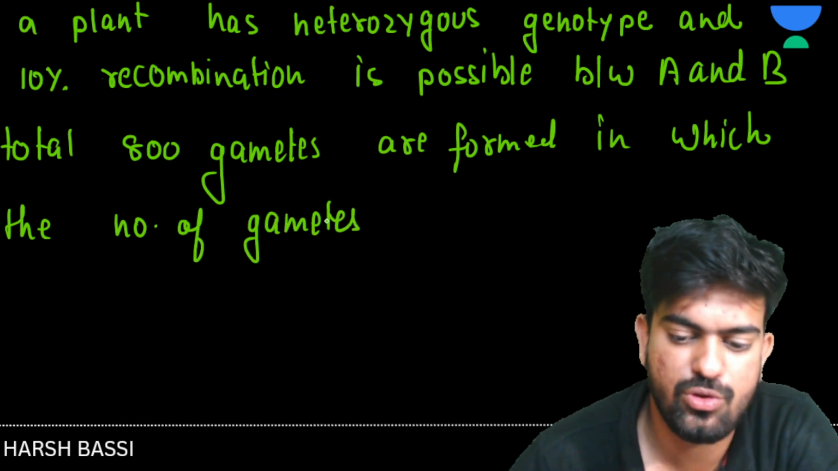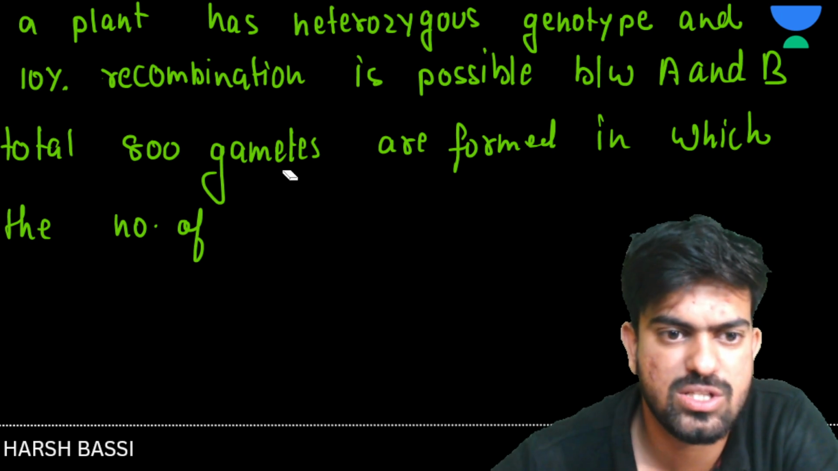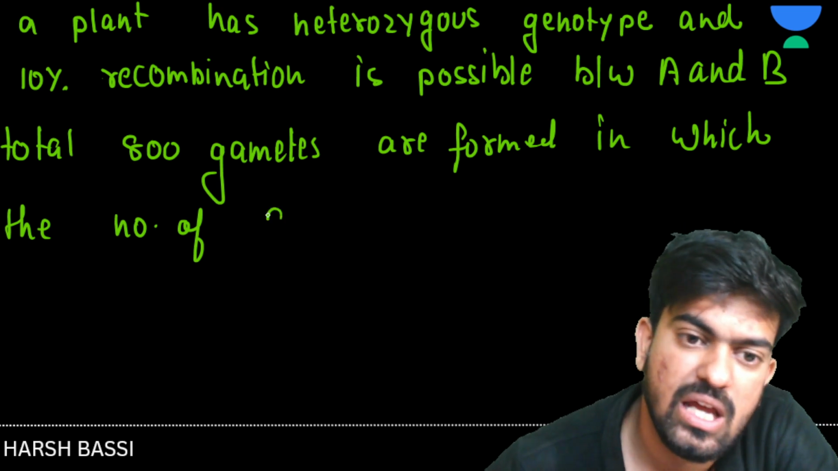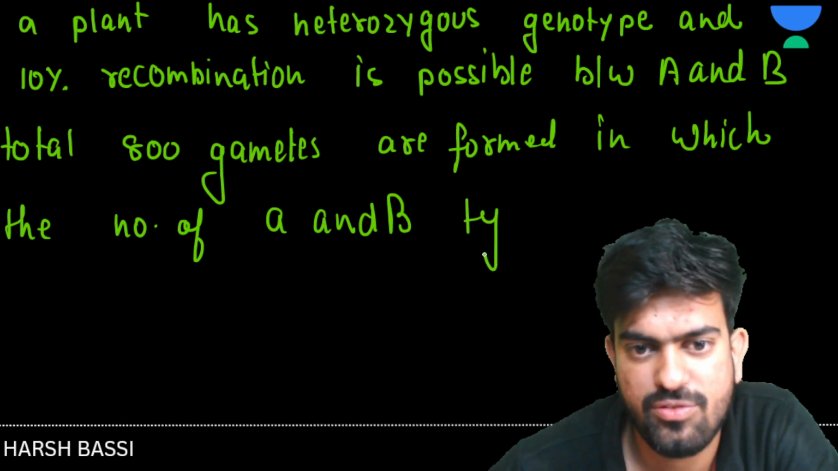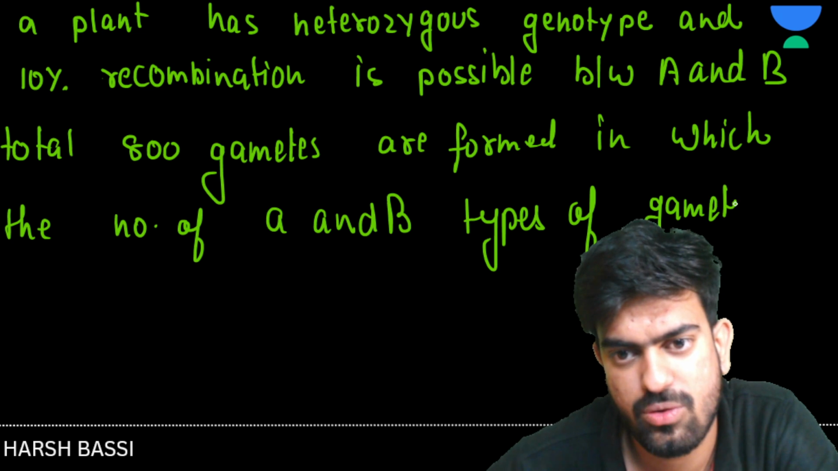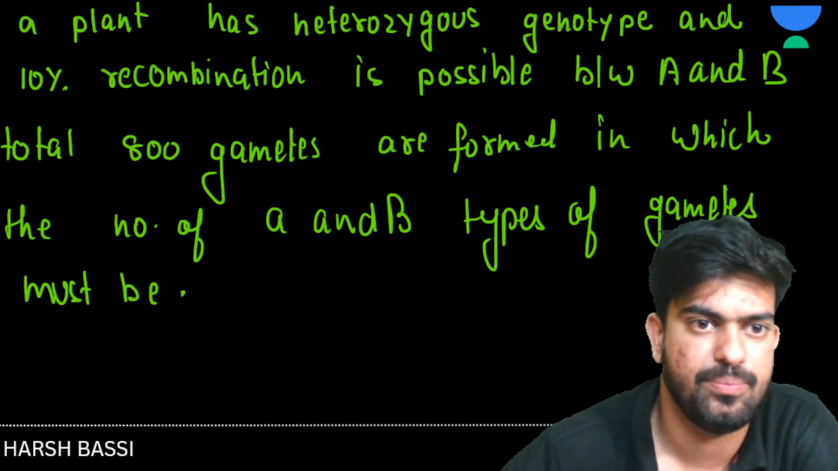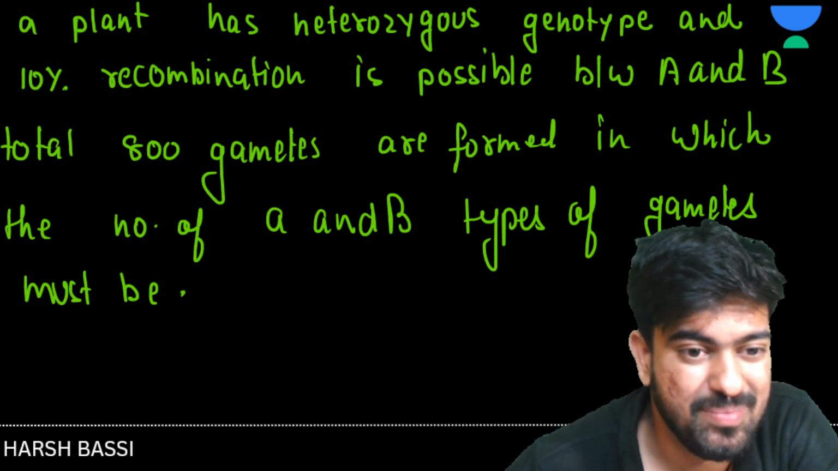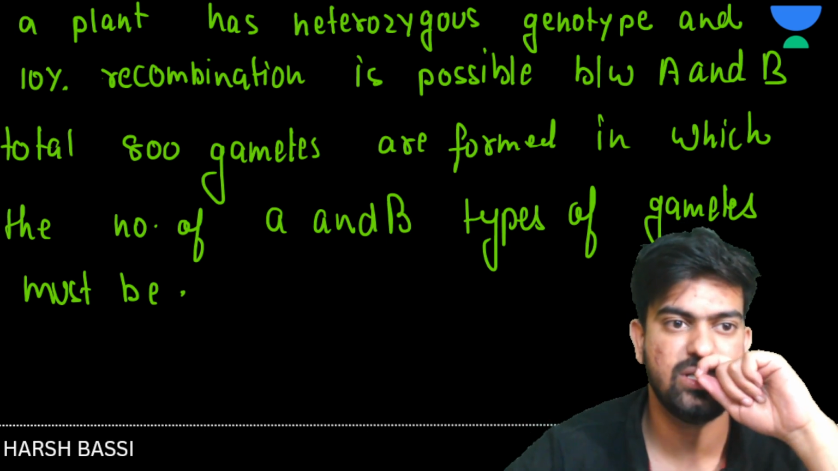the number of A and capital B types of gametes must be found. So here basically what it's saying is that 10% recombination is happening. So what will be the percentage of A and capital B types of gametes?